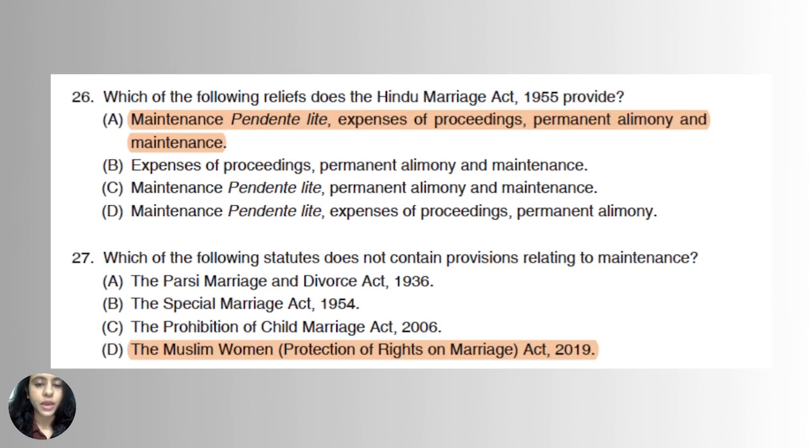Now coming to the next question was that under the Hindu Marriage Act, which of the following reliefs are provided for? So the correct option is option A, because Hindu Marriage Act provides for all of these things, which is maintenance, pending litigation, expense of proceedings, permanent alimony, as well as maintenance. The other three options are incorrect because they do not fully incorporate the understanding of HMA.